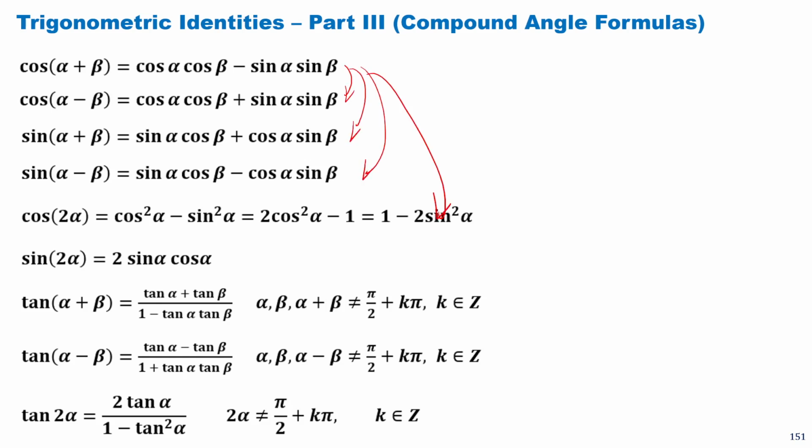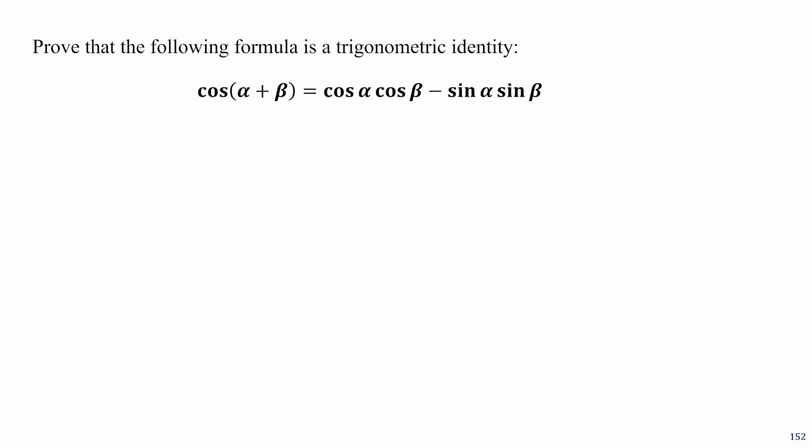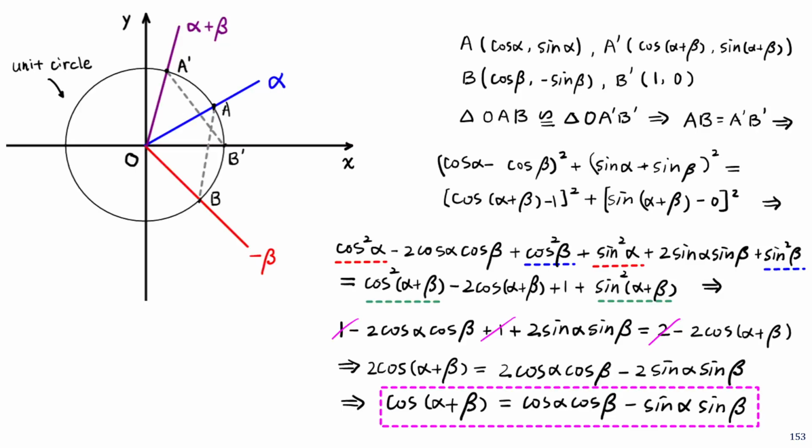Again, I'll briefly explain why the first one is true. The problem becomes: can you prove that the following formula is a trigonometric identity, which means no matter what alpha and beta are, this equation is always true? I'll give you a brief explanation.